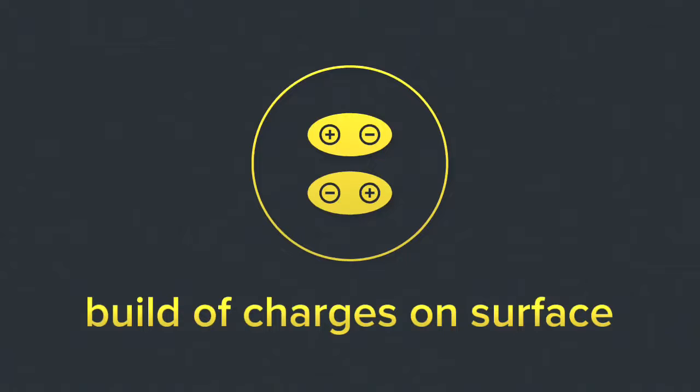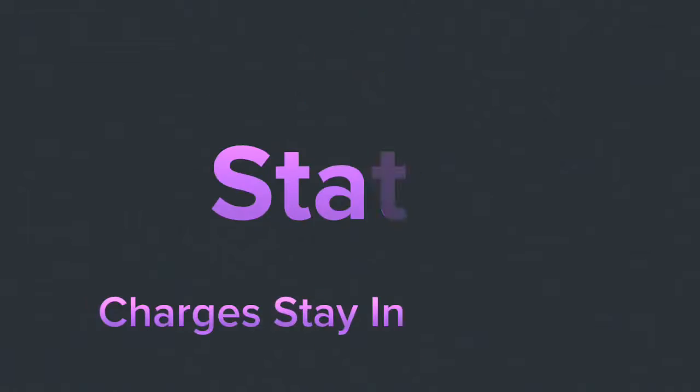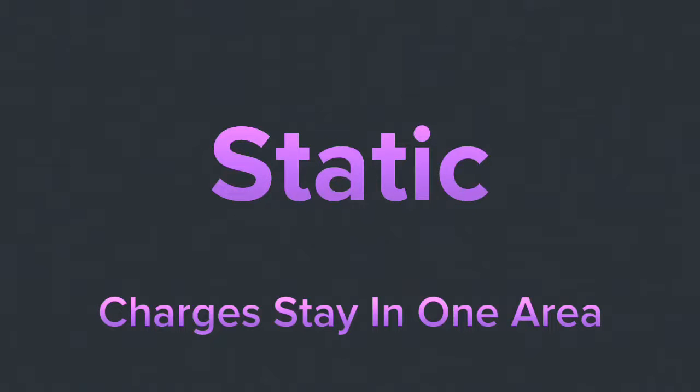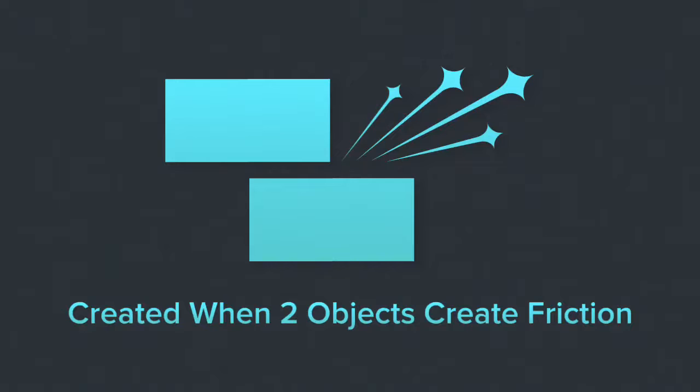Well, static electricity is the buildup of electrical charges on an object's surface. Static means that the charges stay in one area and don't move around. The charge is created when two objects rub against each other. This causes the electrons to move from one object to another.